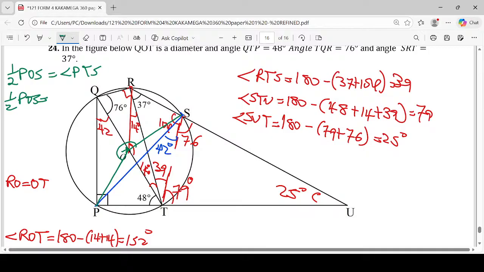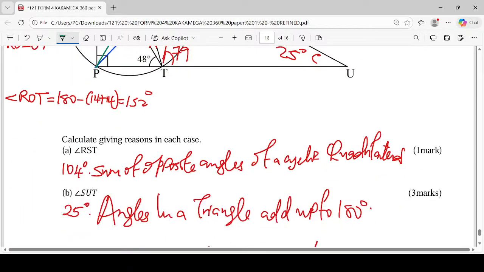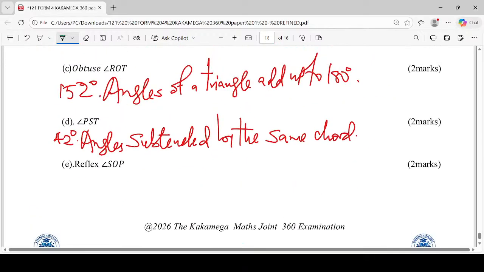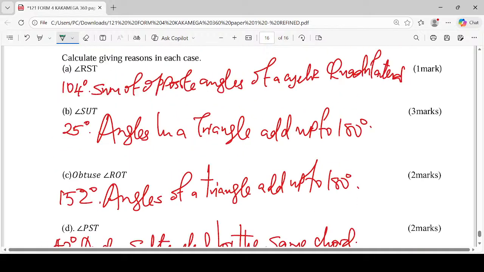That is 101 degrees. Remember the property that says angle at the center is twice the angle at the circumference. So if I have half of POS equals to 101, then angle POS will be equals to 202 degrees, because we have now 101 times 2. The question wants the reflex.